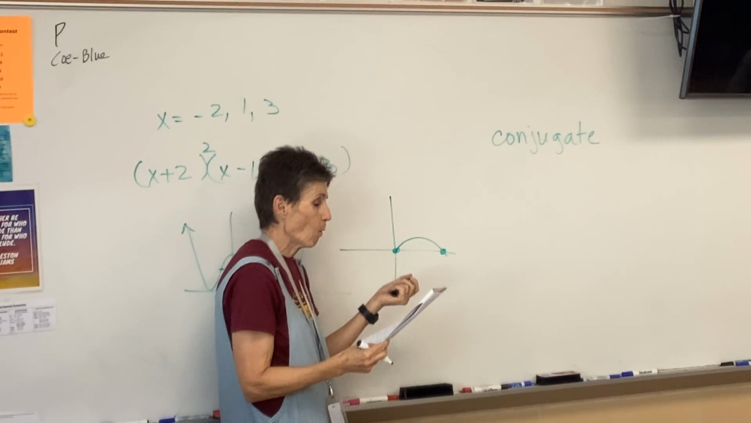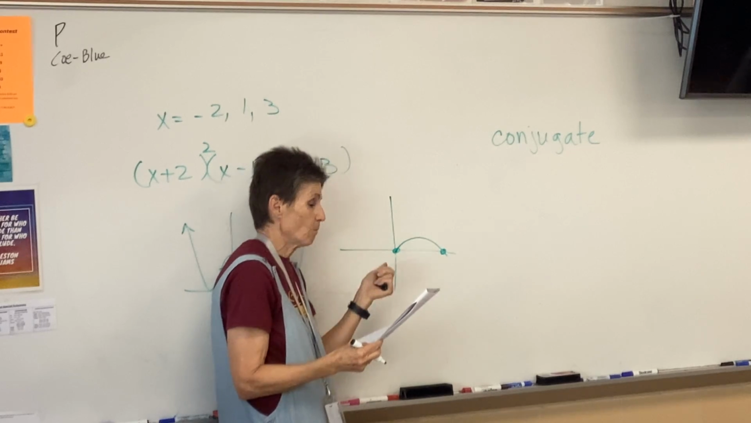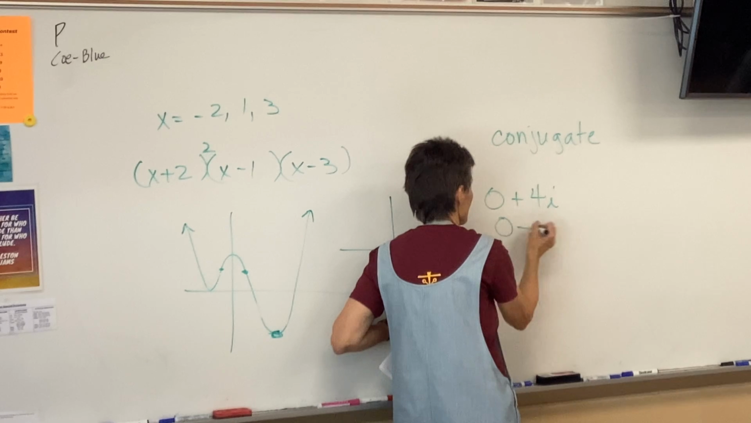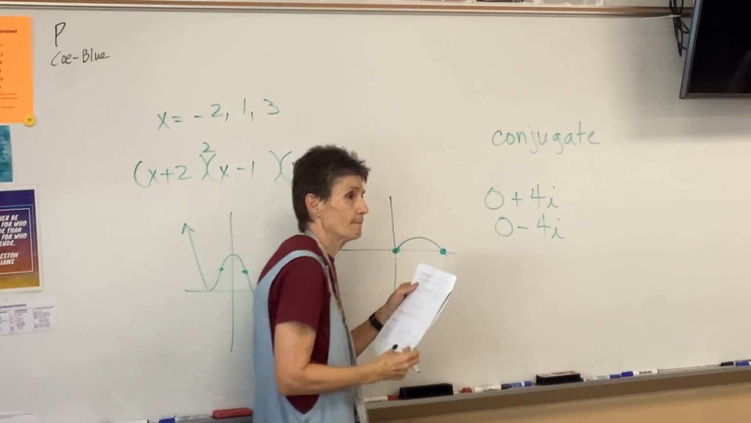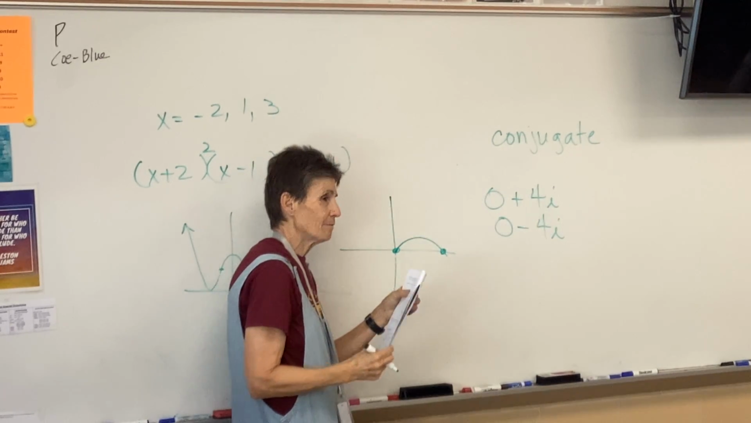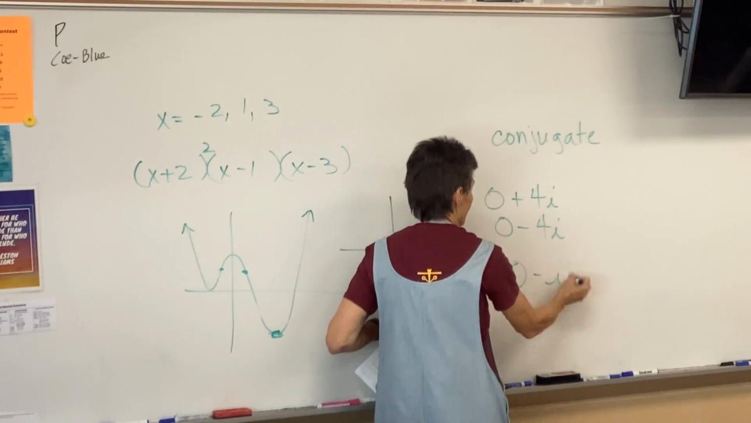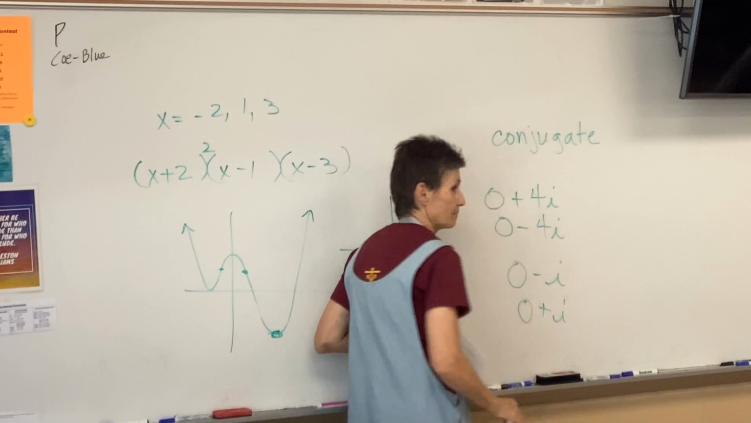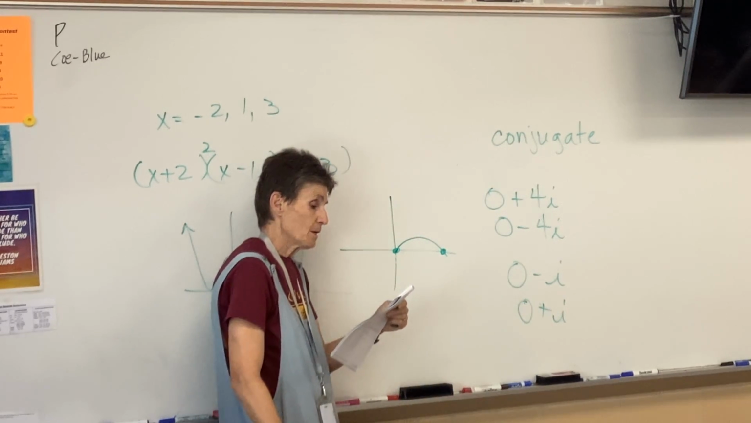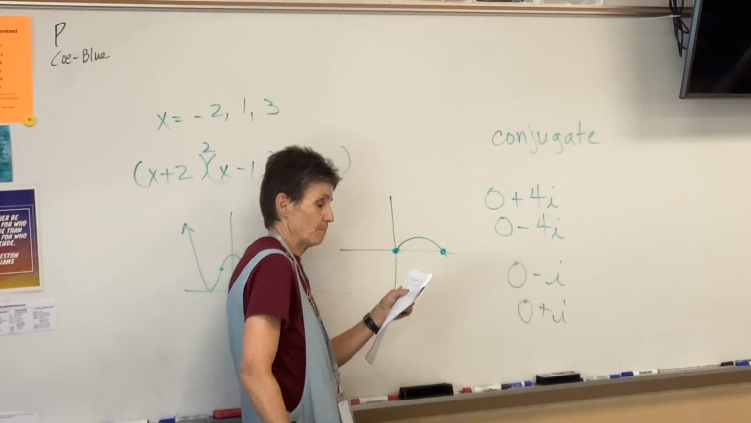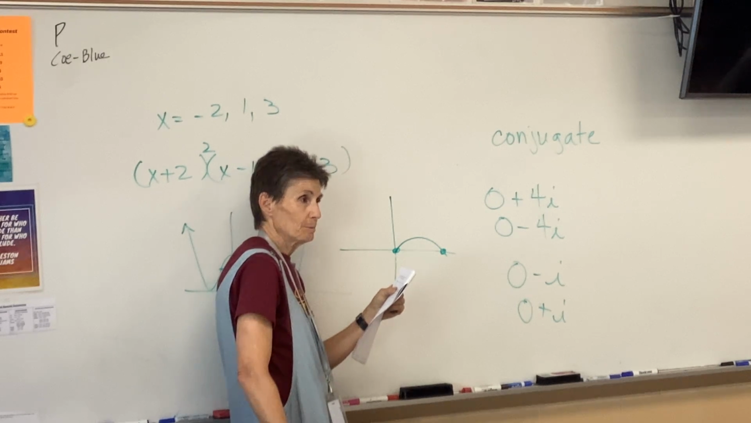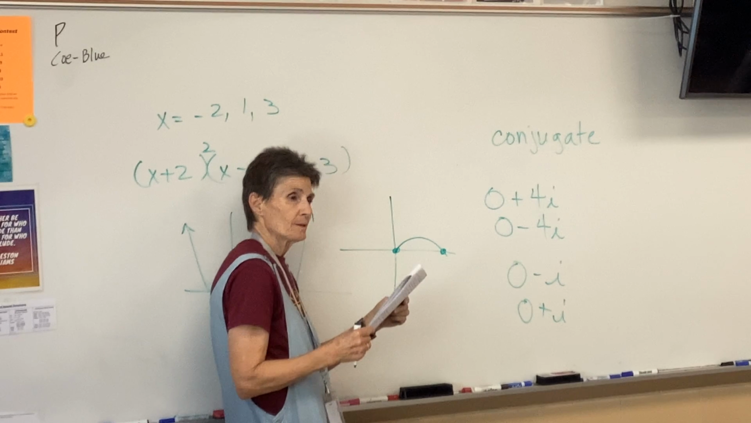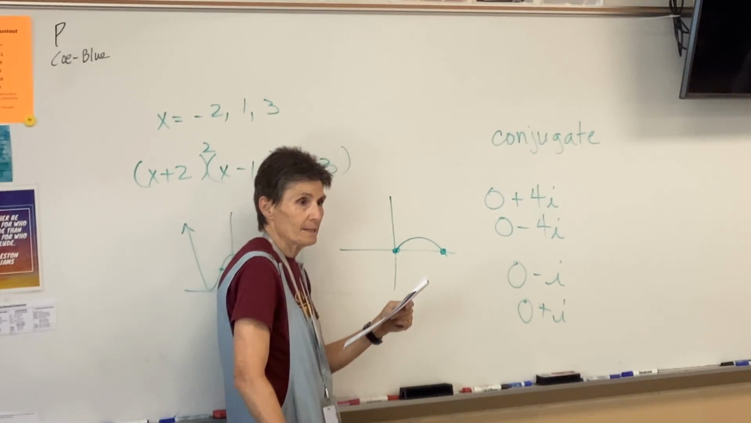What's the conjugate of 4i? -4i. 4i is 0 plus 4i. So the conjugate would be 0 minus 4i. Negative i. What's the conjugate of negative i? i. 2 minus 3i. 2 plus 3i. Negative 4 plus 2i. Negative 4 minus 2i.